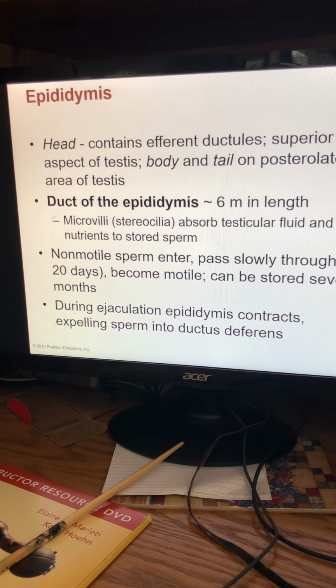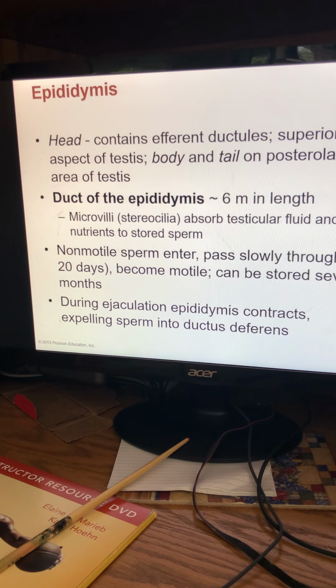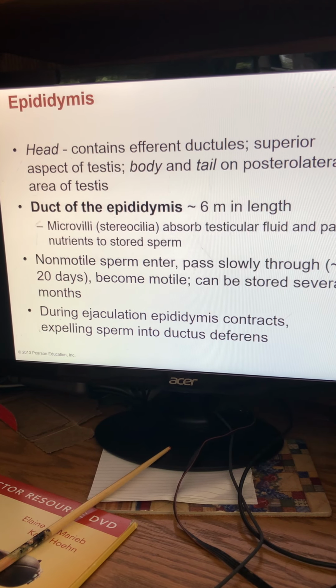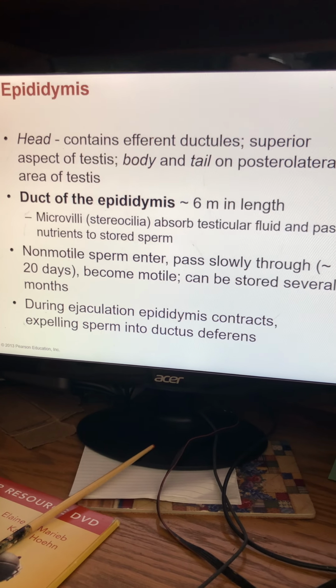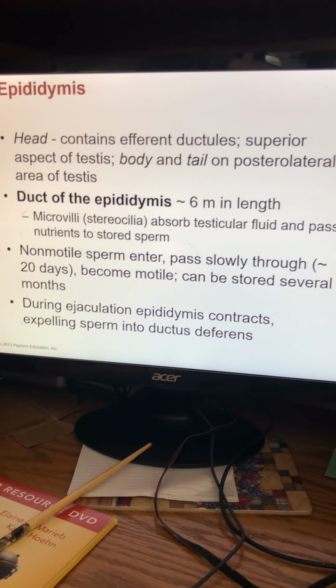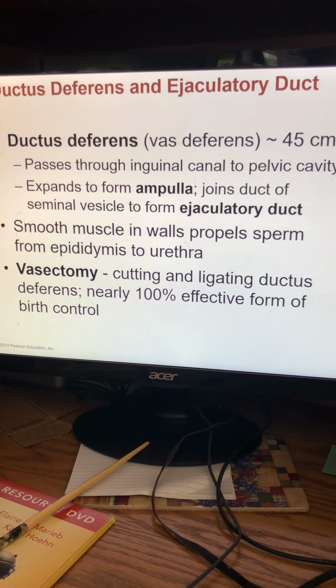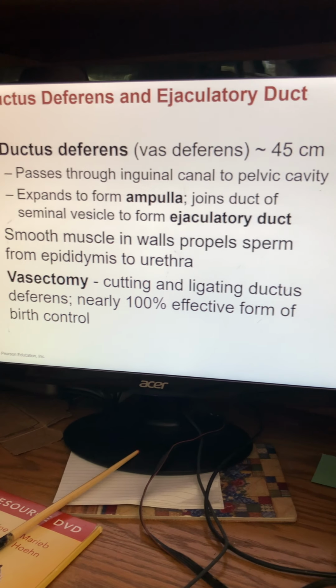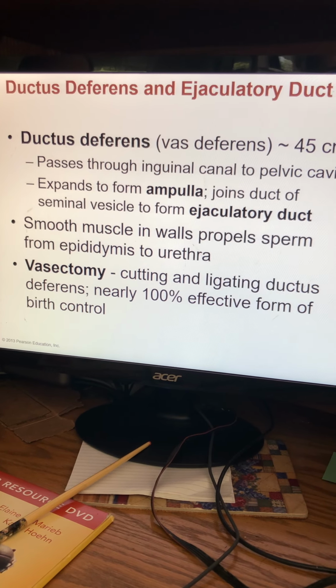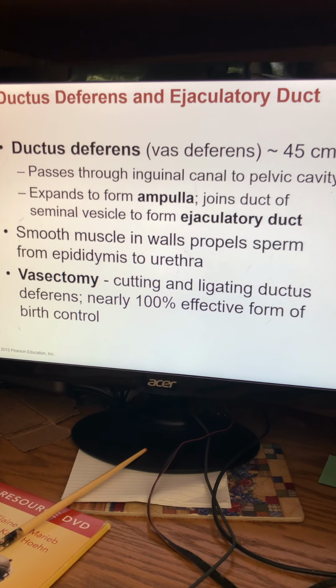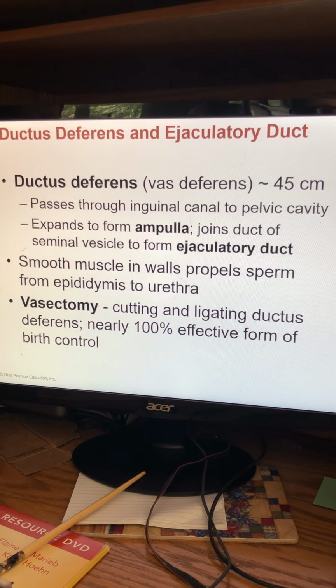The epididymis is going to have a head, a body, and a tail. And it's also going to have sperm in it. There is going to be old sperm and new sperm. And so through the ductus deferens, or the vas deferens, it is then going to pass in through the inguinal canal into the pelvic cavity.